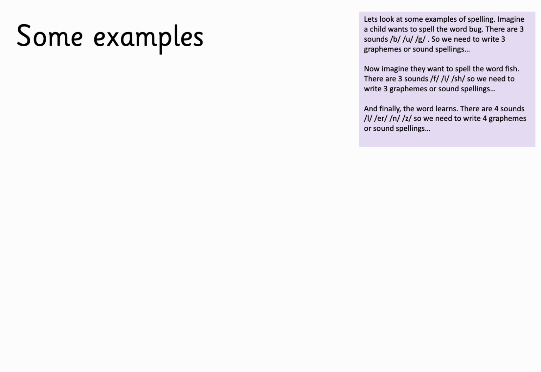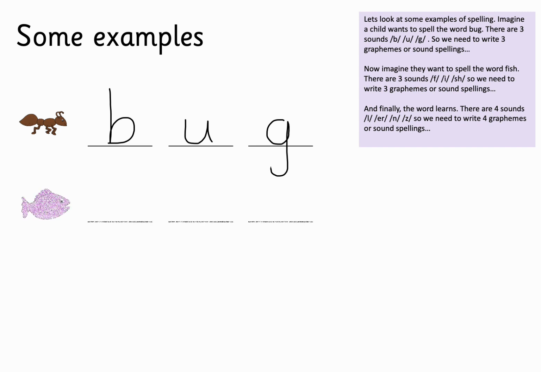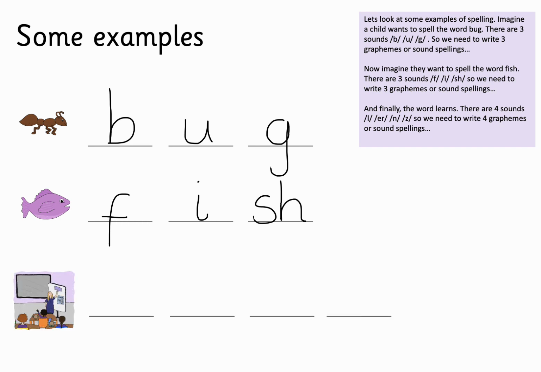Let's look at some examples of spelling. Imagine a child wants to spell the word bug. There are 3 sounds, b, u, g. So we need to write 3 graphemes or sound spellings. Now imagine they want to spell the word fish. There are 3 sounds, f, i, sh. So we need to write 3 graphemes or sound spellings. And finally, the word learns. There are 4 sounds, l, er, n, z. So we need to write 4 graphemes or sound spellings.